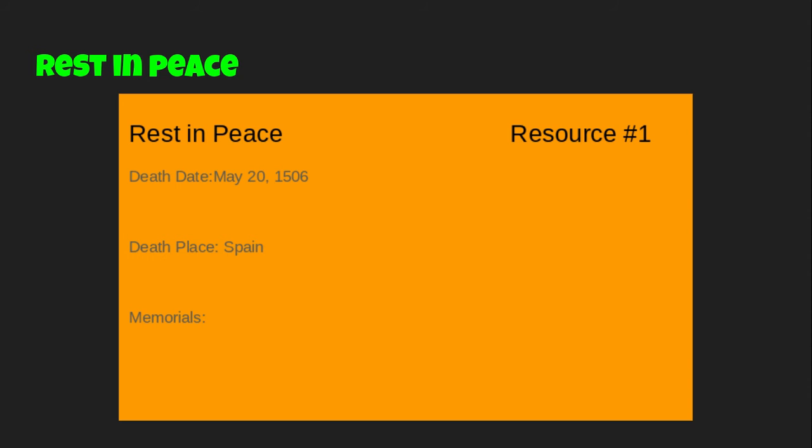And in this section you're going to talk about what your explorer is doing today if they're still alive. How old are they today if they're still living? And maybe where do they live? You could still include some of those same things, but it just might look a little bit different.